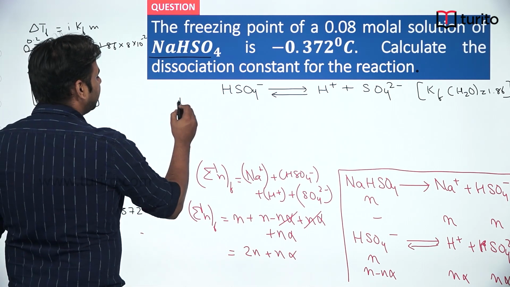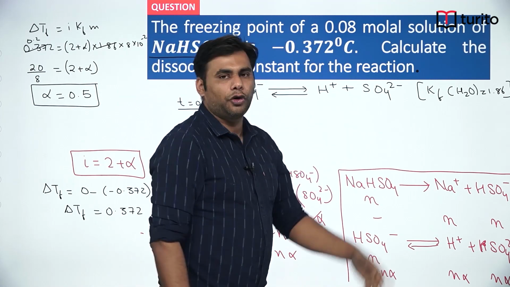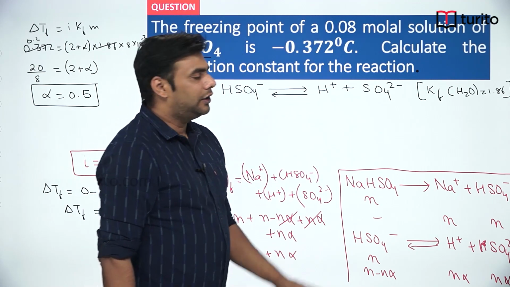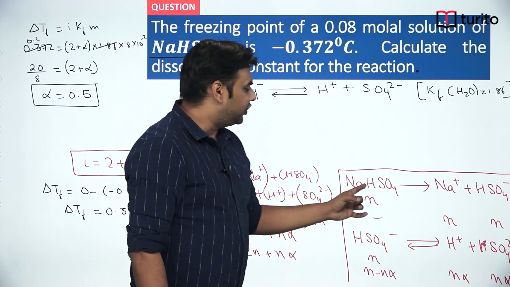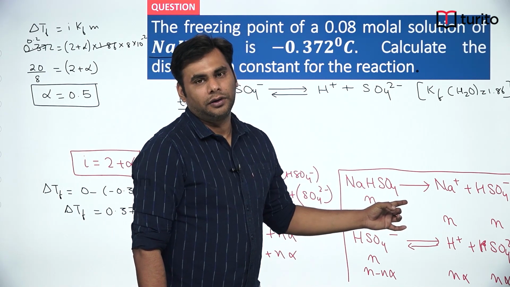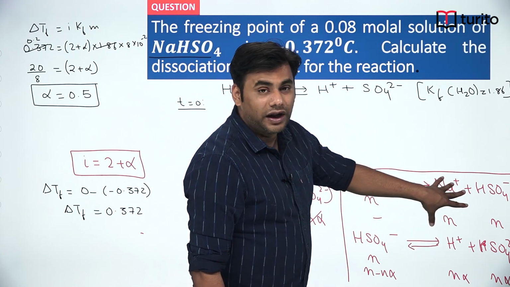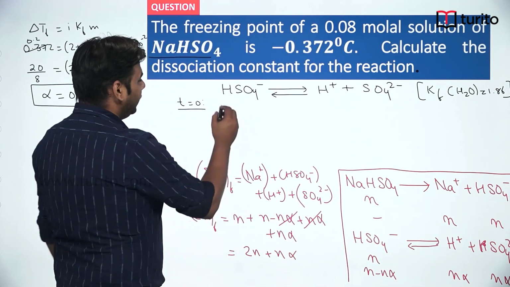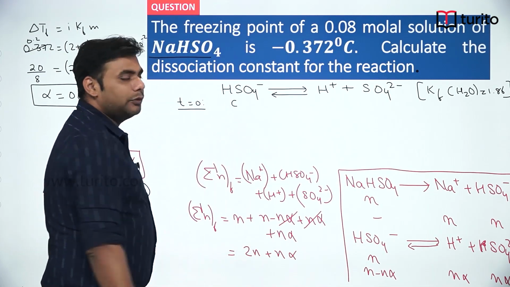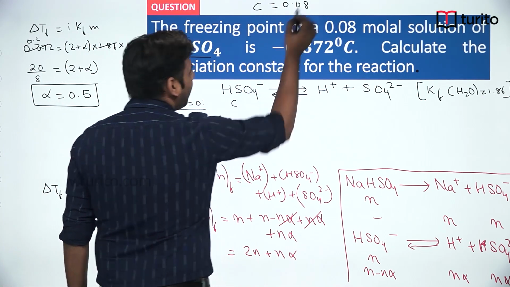So at time t equals 0, we knew that this was a 0.08 molar solution. We'll assume molality equals molarity. So initially a 0.08 molar solution was present. This would dissociate completely. We'll get 0.08 molar Na plus and 0.08 molar HSO4 negative. So the initial concentration, let us assume it to be C, which is 0.08.